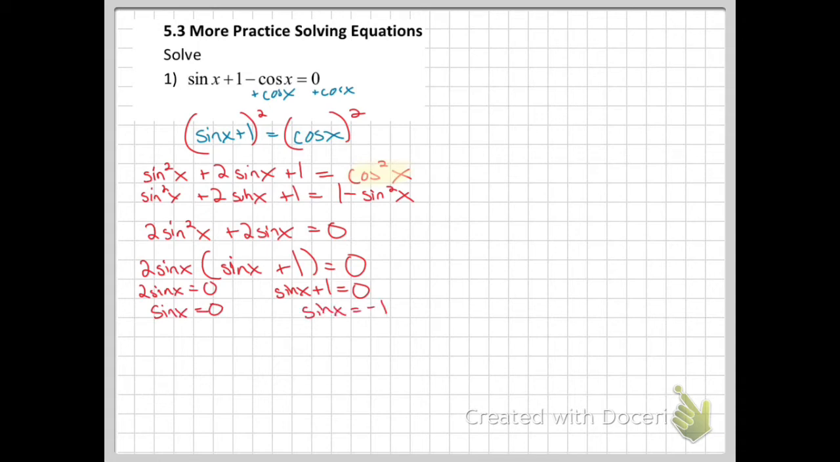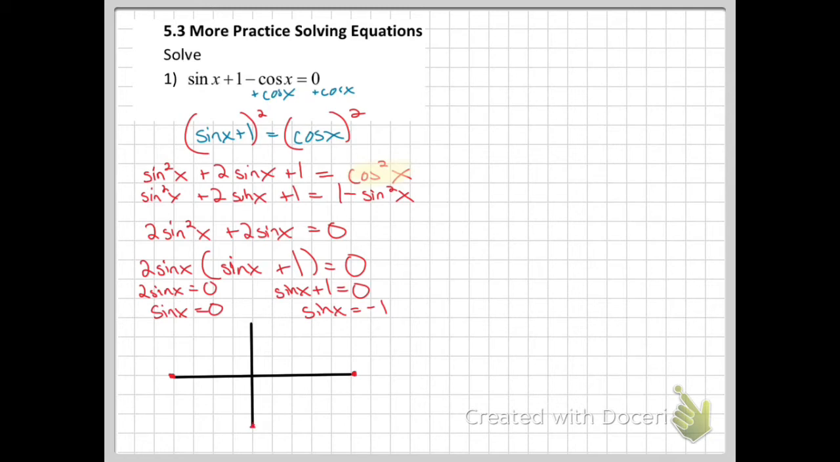So on a unit circle, let's do sine equals 0, the left first. Sine is the y value, right? So a y value of 0 here and here. The sine x equals negative 1, again, y value down here.